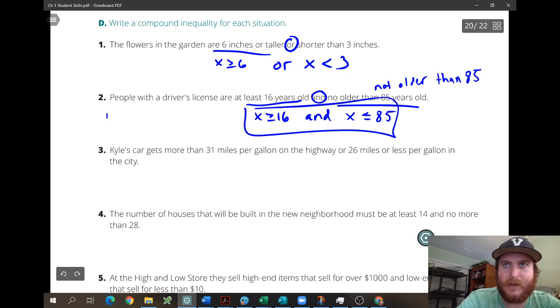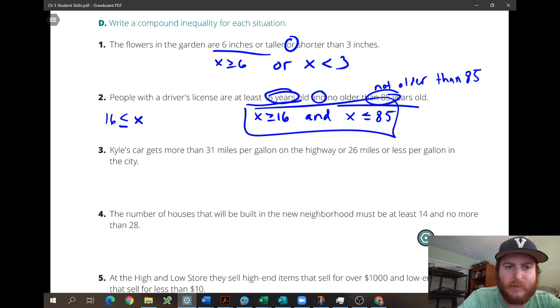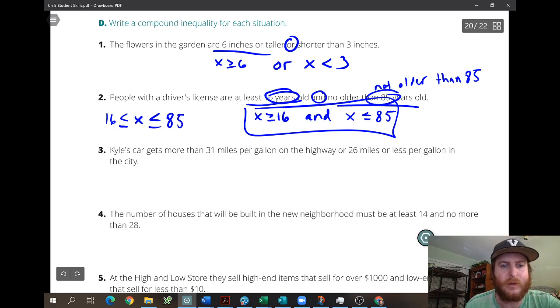You can answer it that way, or you can do compact form. I like compact form a little better: 16 in between. Basically, think of it this way, and this is easier: people who have a driver's license are in between 16 and 85. Because we have the word "at least," we know that we're including 16. When we say not older than 85, that means we're including 85 because it's just nothing bigger. Okay, so that one's a little bit tricky, but I think it's doable. The rest of these I think are a little simpler.